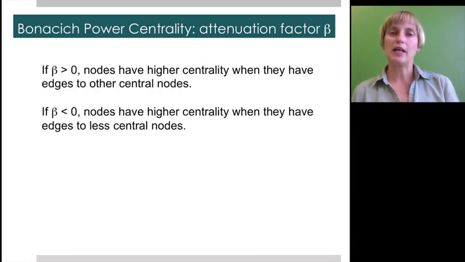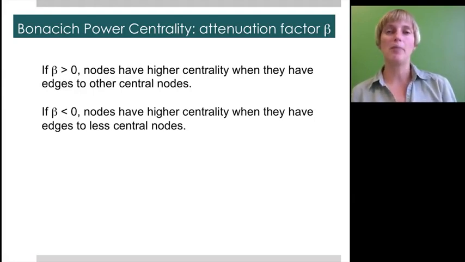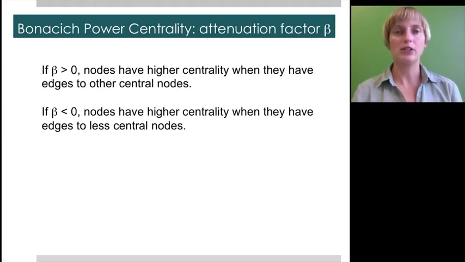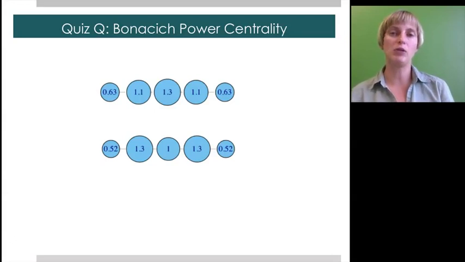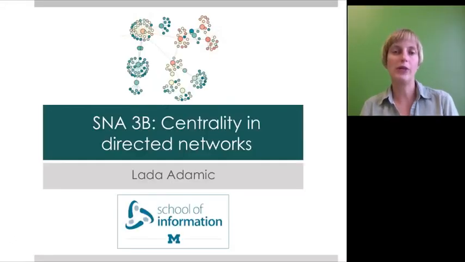The interesting thing that Bonacich started examining was what happens if beta is actually negative. So when beta is positive, the centrality follows the intuition I said, which is that having neighbors who are themselves important makes you important. However, if beta is negative, nodes have higher centrality when they're connected to actually less central nodes. So let's see if this made sense to you. Take a look at these two networks and try to figure out which one has beta positive and which one has beta negative.